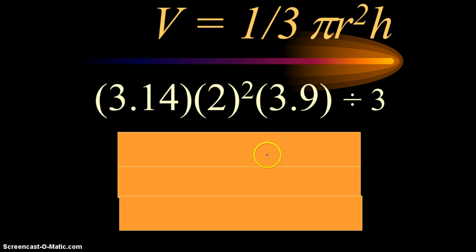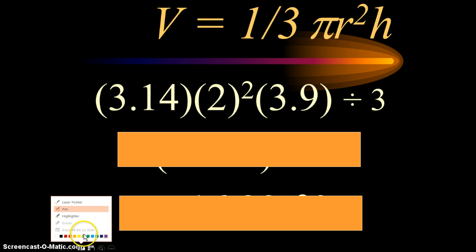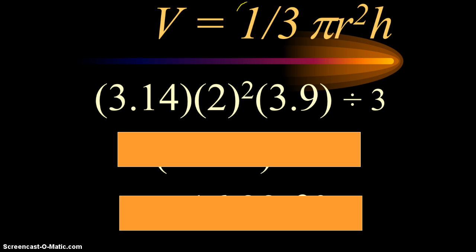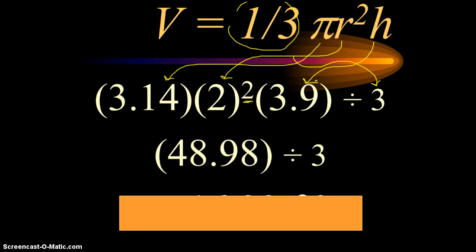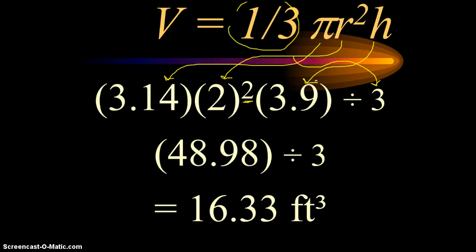Plug these into our handy dandy formula. So we're going to take that 1/3. It's just easier when you do that division at the end. Pi is usually going to be 3.14. Our radius that they gave us was 2. Don't forget to square it. And our height, 3.9, excuse me. When you put those in your calculator, you should get 48 and 98/100. We'll take that product and divide it by 3. And our volume, ta-da, 16 and 33/100 feet cubed.